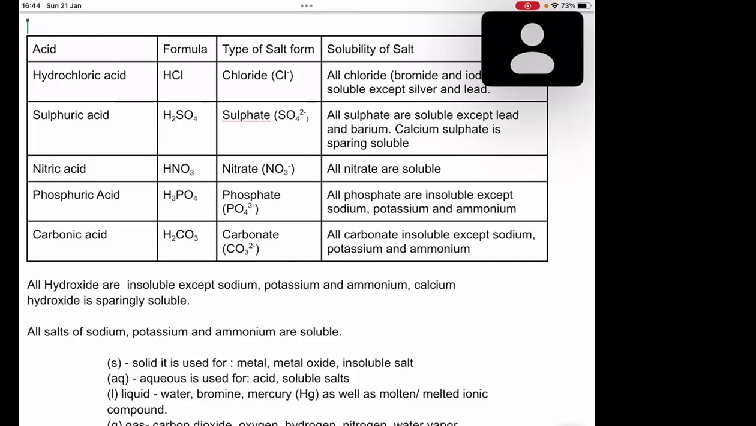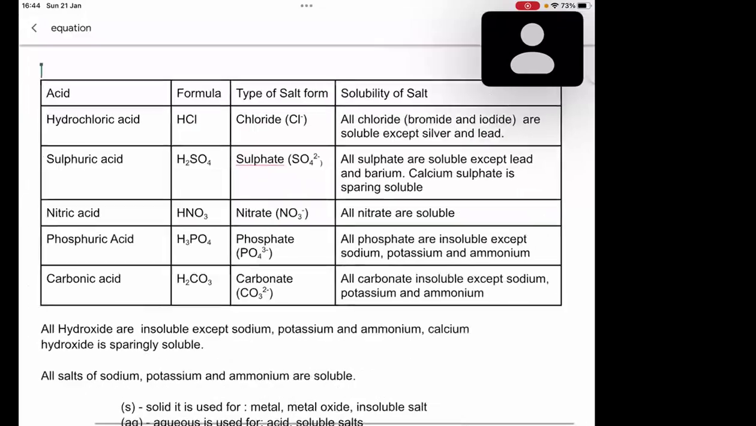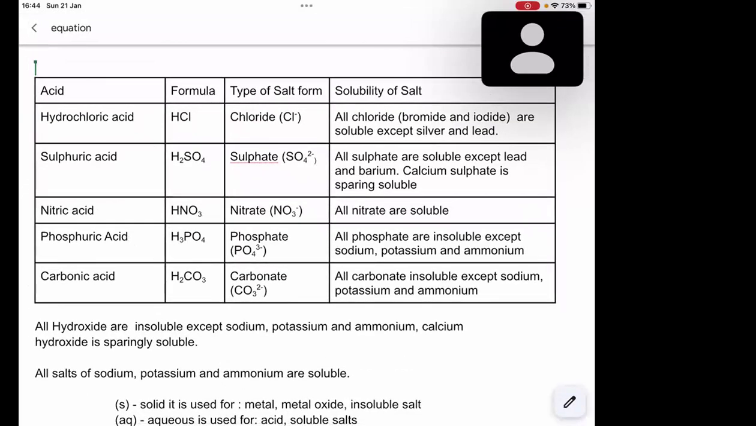Yes, miss. Any cation, any nitrates you have, the rule says all nitrates are soluble. So every nitrate salt that you have will be able to dissolve in water. So it is soluble. Regardless of whether it is lithium, ammonium, potassium, sodium, calcium, zinc, barium, all of these nitrate salts are going to be soluble.